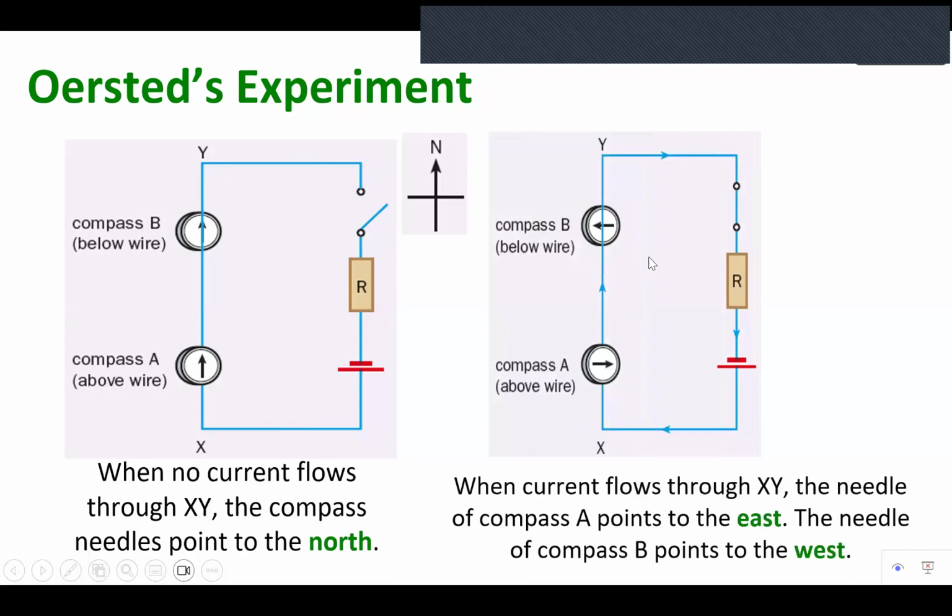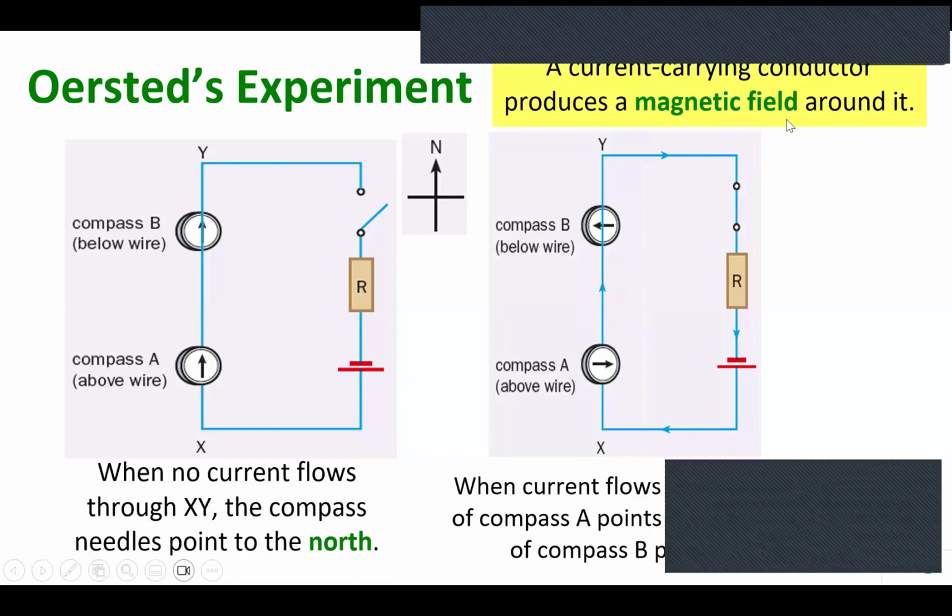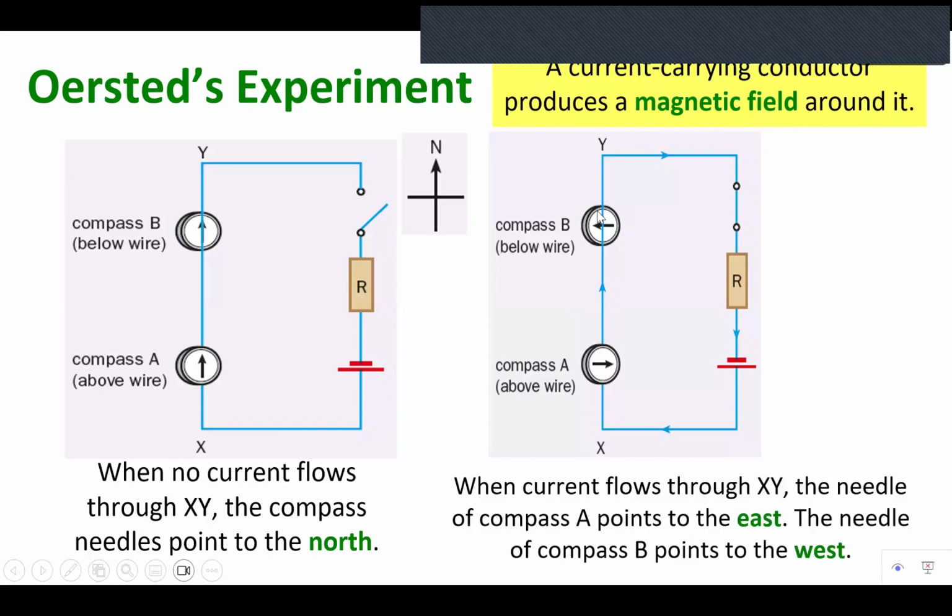Okay, but what happens when he closed the switch? He realized something. He saw that the compass needle actually deflects, and it deflects in opposite directions. The compass needle below the wire deflects to the left, while the compass needle above the wire deflects to the right. When a compass deflects, it actually shows that there is a magnetic field around it. So he came to this conclusion that a current carrying conductor actually produces a magnetic field around it. So the current carrying conductor is this wire. This wire is carrying current and there is a magnetic field around it, which can be shown by the deflection of the compass needle.